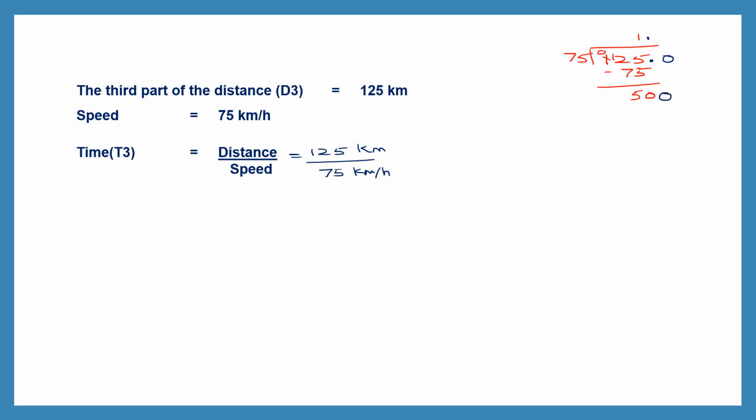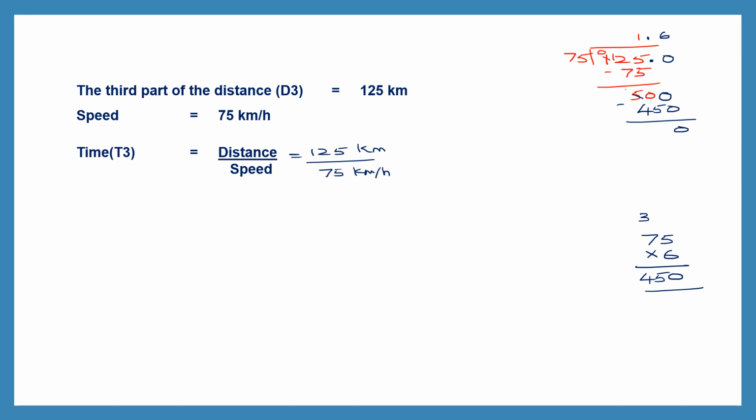500. Now we need to get a number close to 500. So 75 into what will give us a number close to 500? Now let's try 75 into 6. So 6 fives are 30, carry 3, 6 sevens are 42, plus 3 is 45. So 450, we can use that. 75 into 6 is 450 minus.